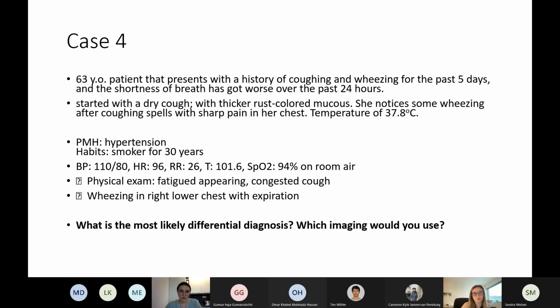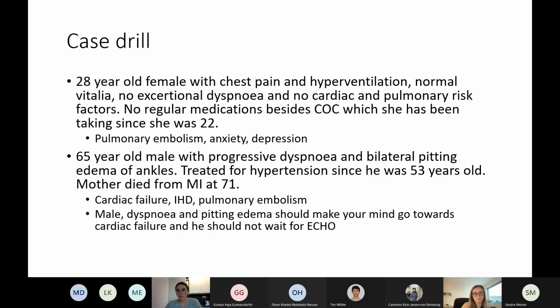Okay, so next, do you want to go next? Now, I don't want any diagnosis, but this is just to further stimulate this train of thought and throw out whatever you're thinking of and why, if you have any idea. So number one, a 28-year-old female with chest pain and hyperventilation. She has normal vitals, no exertional dyspnea, and no cardiac and pulmonary risk factors. She takes no regular medications besides combined oral contraceptives, which she has been taking since she was 22. What are you thinking in this case?